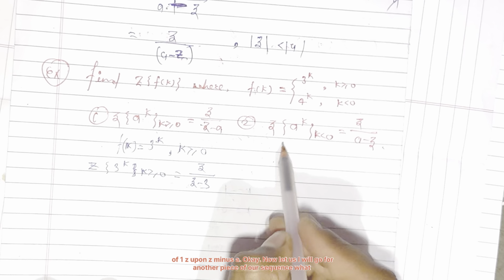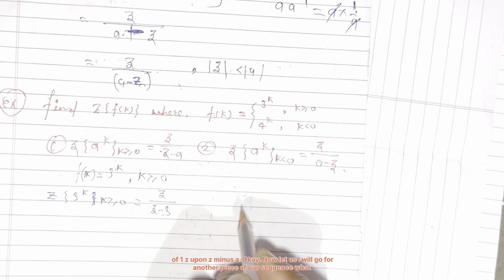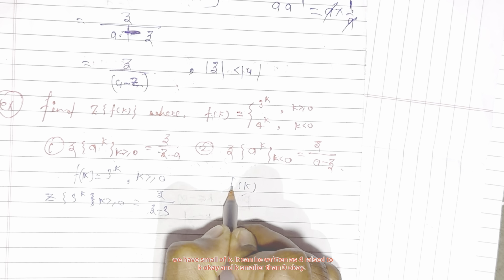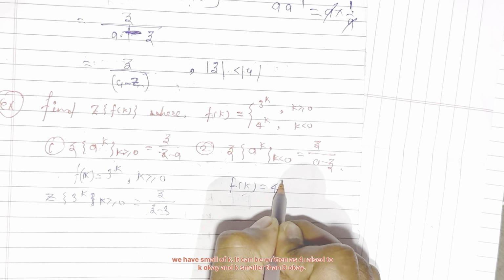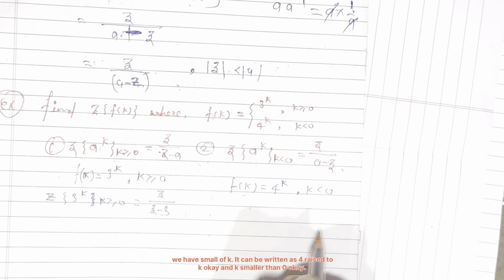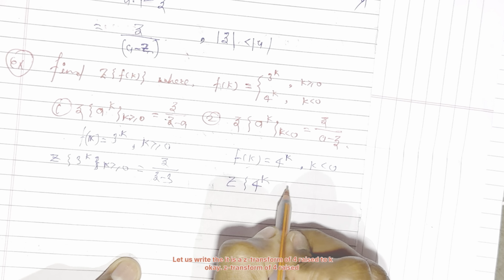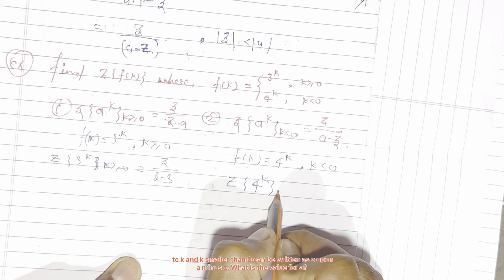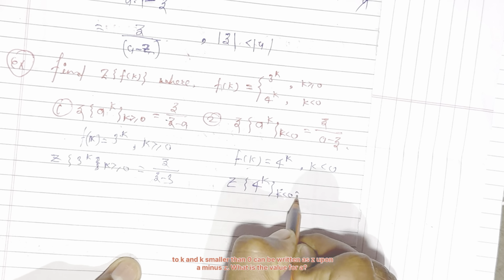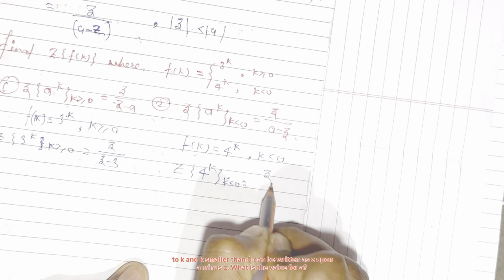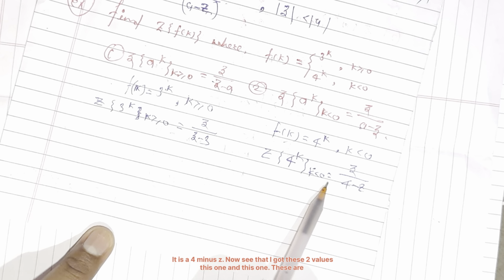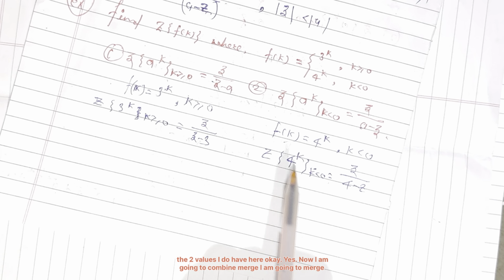Now let's go to the other piece of our sequence. What do we have? Small f of k can be written as 4 raised to k, with k smaller than 0. Let's write the Z transform of 4 raised to k, with k smaller than 0, as Z upon a minus Z. What is the value of a? It is 4 minus Z. Now see that I got these two values, these are the two values I have here.